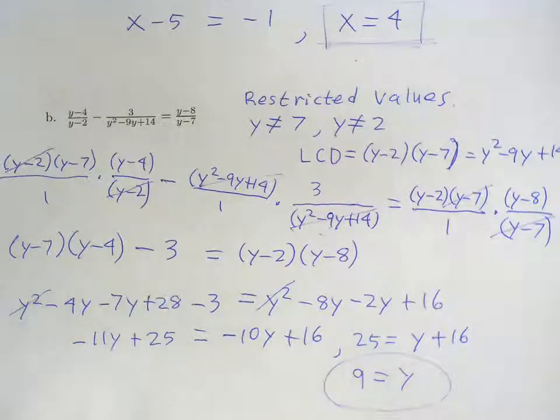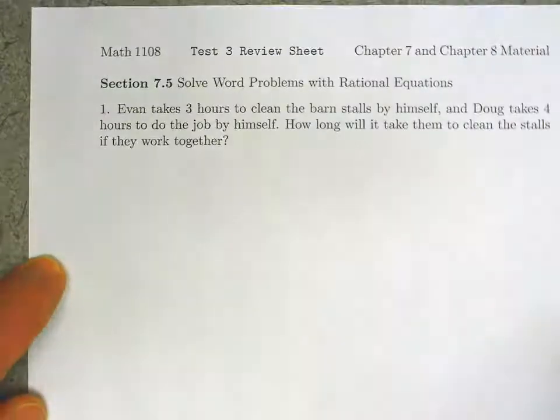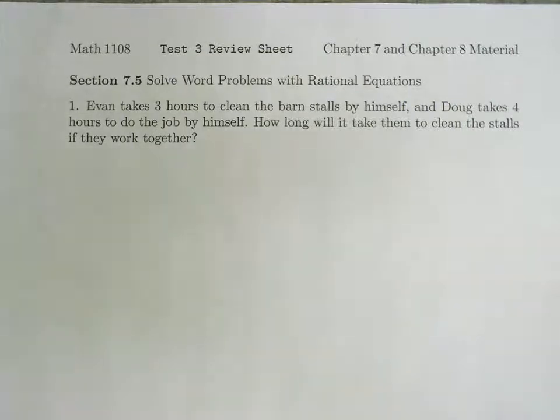Okay, we'll move on then to section 7.5, where we have word problems that involve rational equations. Okay, the first one, solve the word problems with rational equations. This one says Evan takes 3 hours to clean the barn stalls by himself, and Doug takes 4 hours to do the job by himself. How long will it take them to clean the stalls if they work together?